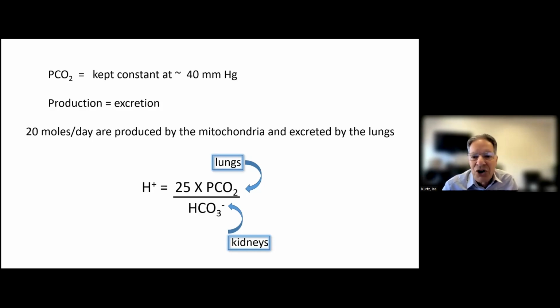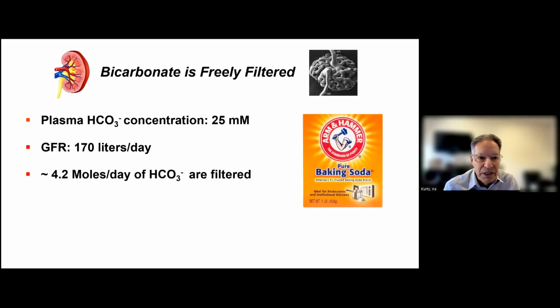So it's known that in a normal human you make about 20 moles of carbon dioxide a day, and that's what you get rid of. It must be, without even making a measurement, if your PCO2 is staying the same. The bicarbonate is controlled by the kidneys. So the kidney has a problem, because the concentration of bicarbonate in the blood is 25, and our GFR, let's say, is 120 milliliters a minute with 1,440 minutes in a day. That comes out to about 170 liters a day. Your glomeruli are filtering.